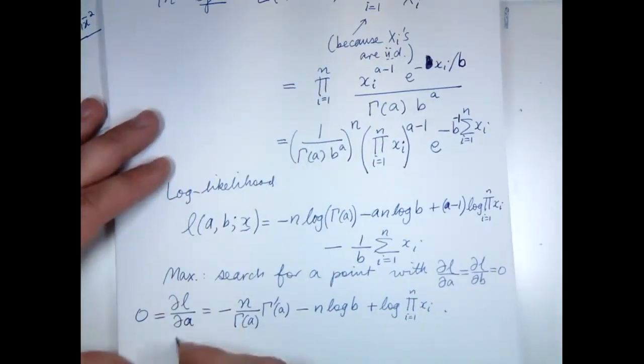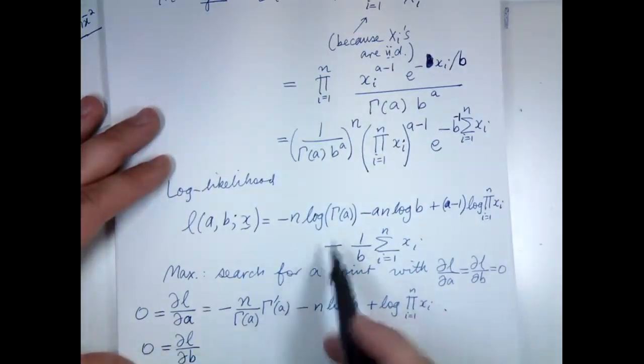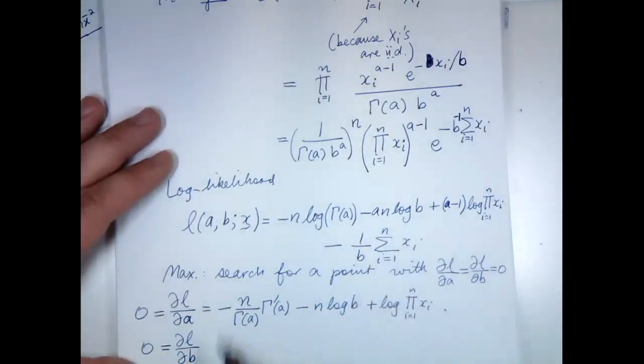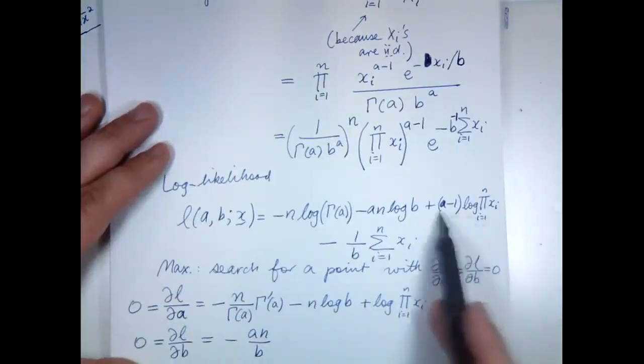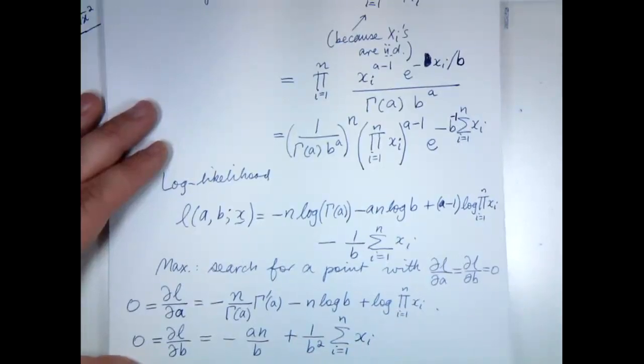And we'll also be setting dl/db to 0. For dl/db, there's no b involved in this term. Here I'll have minus n a over b. I'll have no b involved in that term. And then that will become plus 1 over b squared, sum i equals 1 to n of xi. As always, x's are treated as constant when we do the partial differentiation.